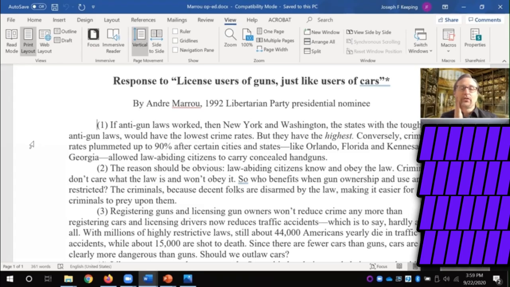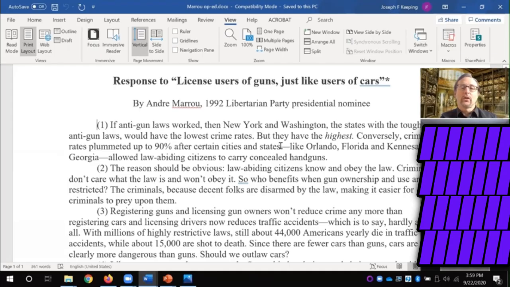If anti-gun laws worked, then New York and Washington, the states with the toughest anti-gun laws, would have the lowest crime rates, but they have the highest. Conversely, crime rates plummet. Okay, so what we have here are statistics, but we don't have any citations, so we have no way of checking to see if this is true. Normally, we would give people the benefit of the doubt and just accept their statistics, but that would be silly because people lie all the time. So we're going to be wanting citations for all of our statistics.